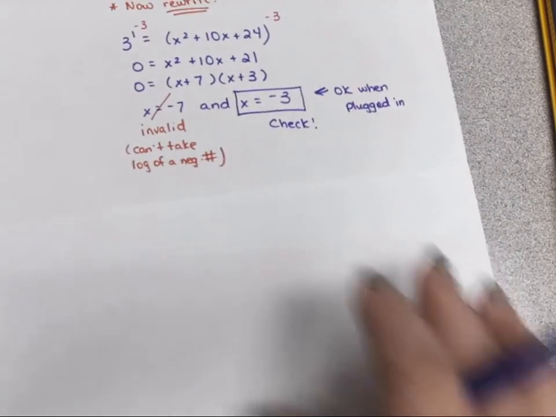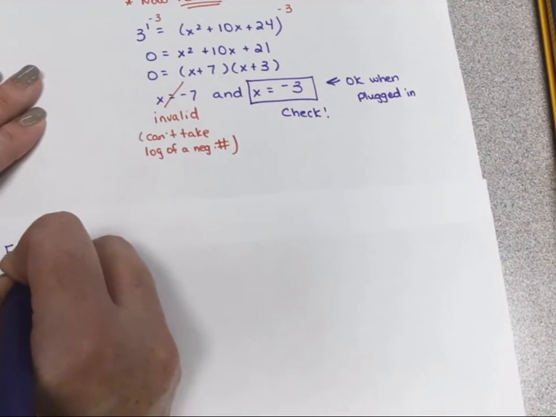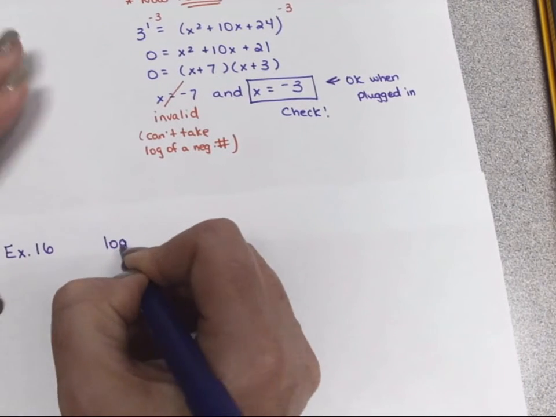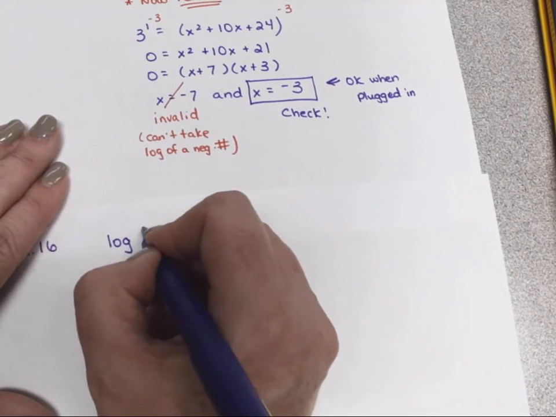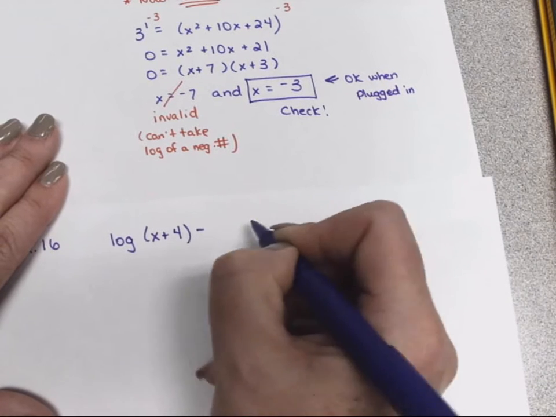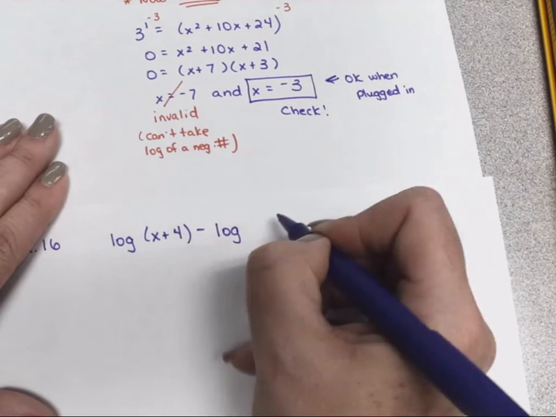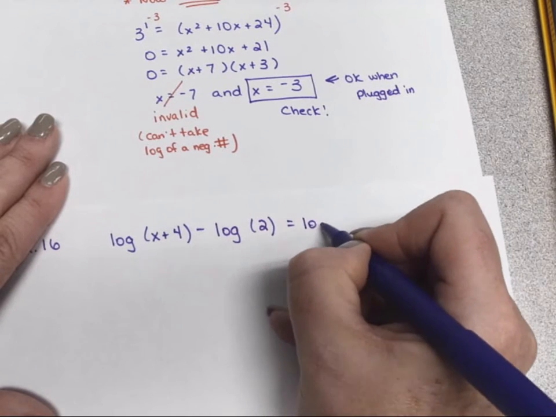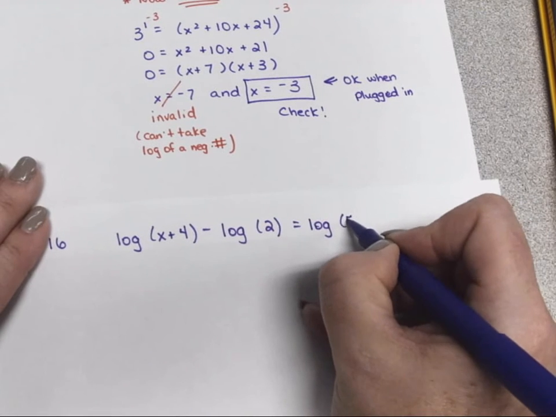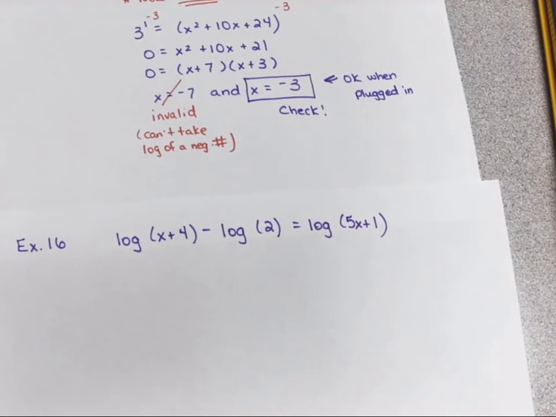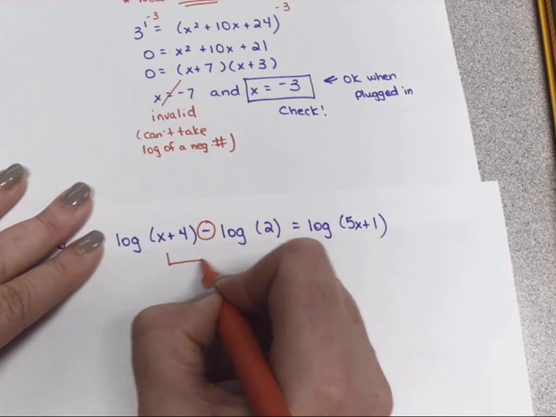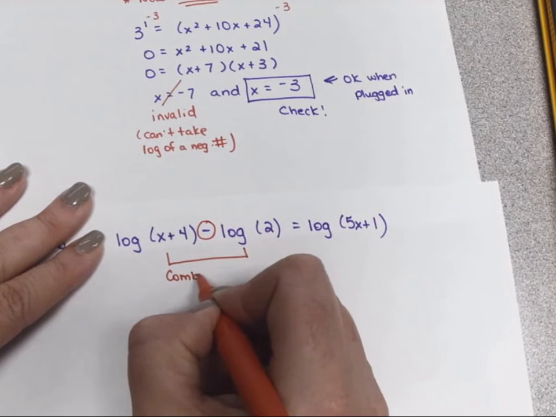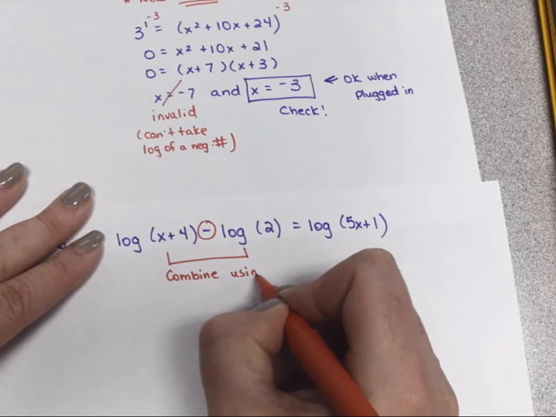All right, so let's do maybe a quotient rule one. So what about this one? The log of x plus 4 minus the log of 2 equals the log of 5x plus 1. So the first thing is I do need to switch rules, and how do I know that? Because we're subtracting. So I'm going to combine using the quotient rule.